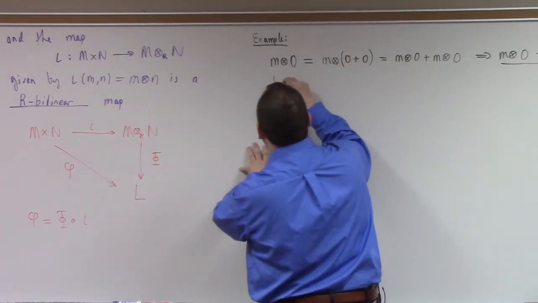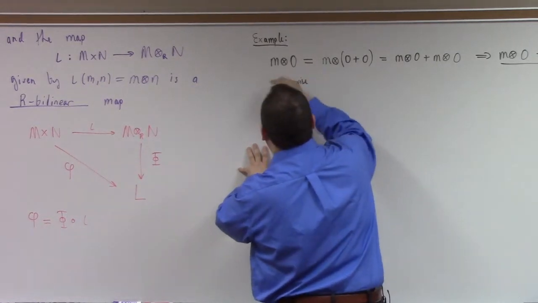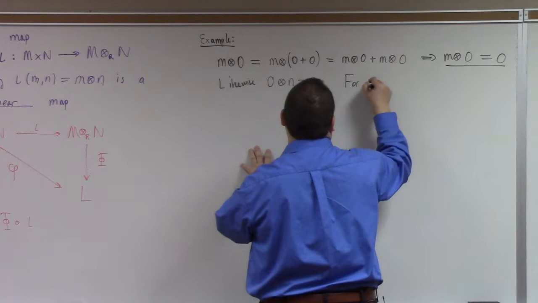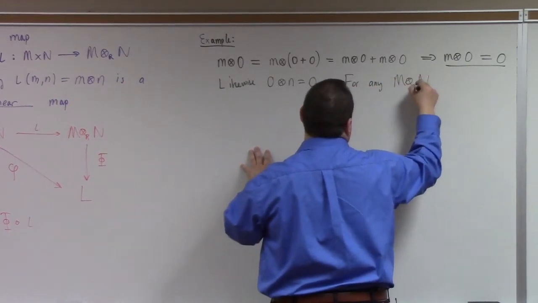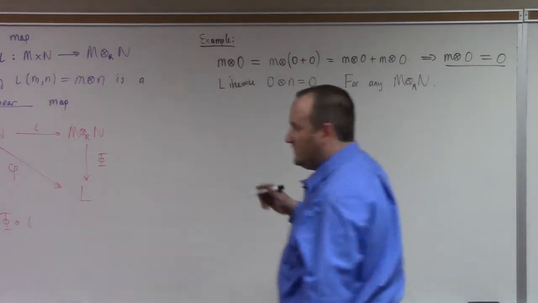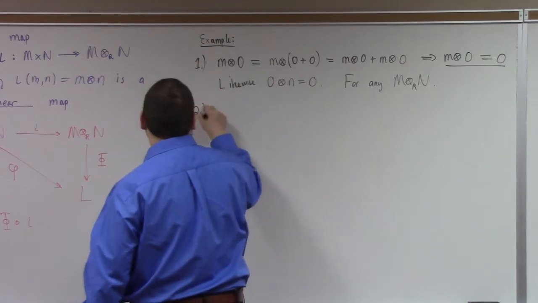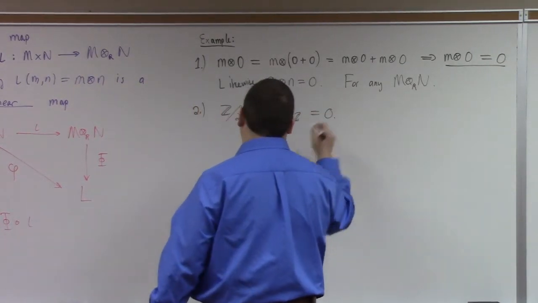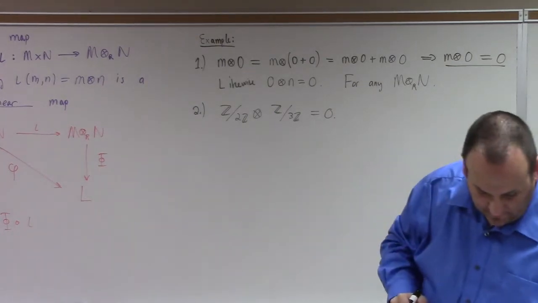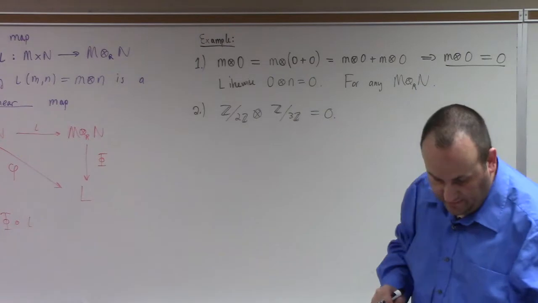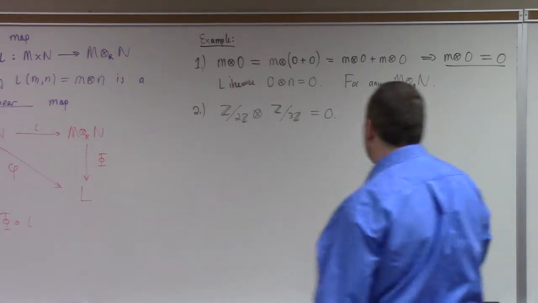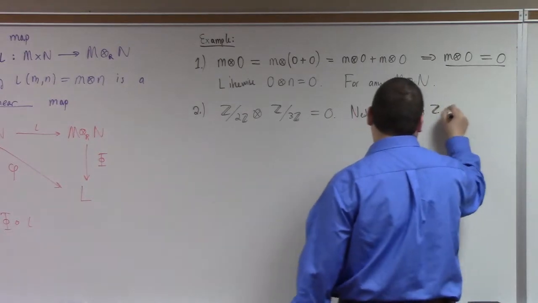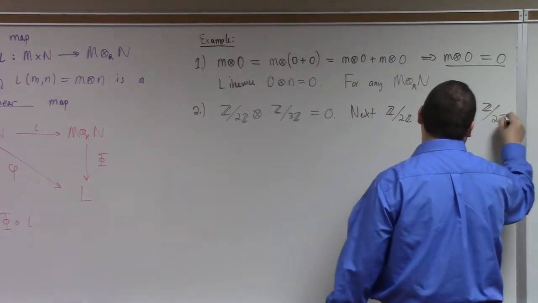And likewise, 0 tensor N is obviously equal to 0, right? And this is for any tensor product of M and N over some ring. That's his first example. We exploited that to show that Z mod 2Z tensor Z mod 3Z was equal to 0 last time. That was his second example. And then, number 3, his next argument shows that Z mod 2Z tensor Z mod 2Z is actually Z mod 2Z again.